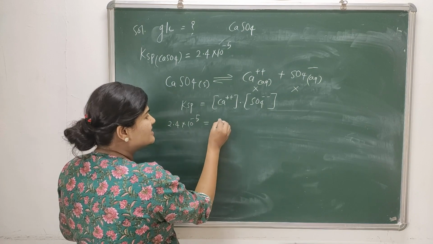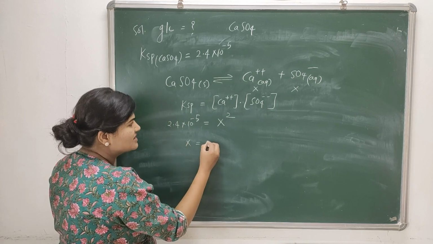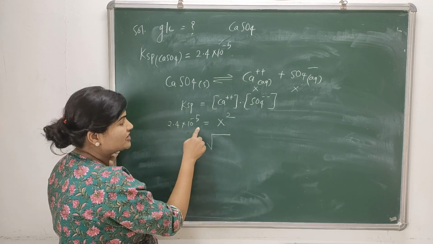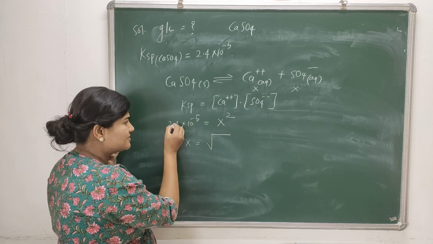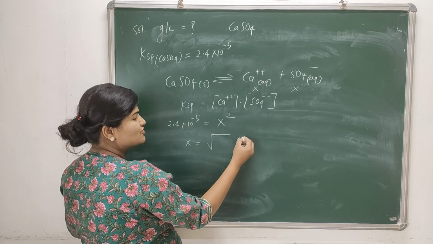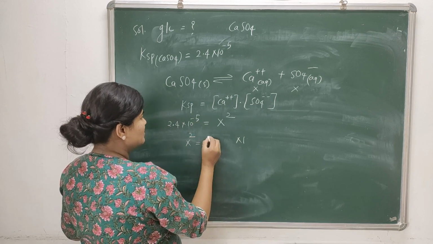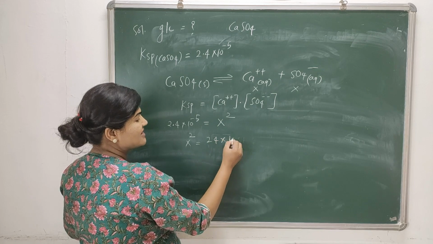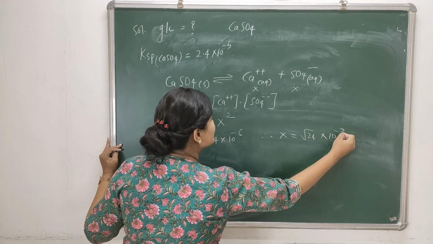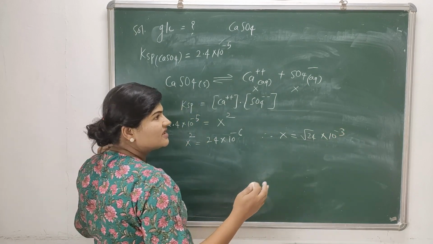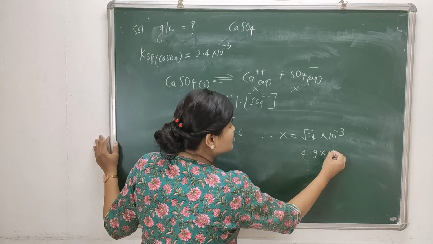So what I will write here is X square, which if I solve, X comes under root. Now see, 2.4 into 10 raised to minus 5. If I want to take the square root easily, I will modify this number as 10 raised to minus 6. So X square is equal to 24 into 10 raised to minus 6. Therefore X comes root 24 into 10 raised to minus 3. Now root 24 will come somewhere near 5, so it comes 4.9. 4.9 into 10 raised to minus 3.